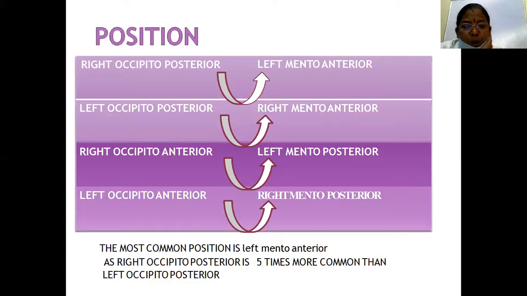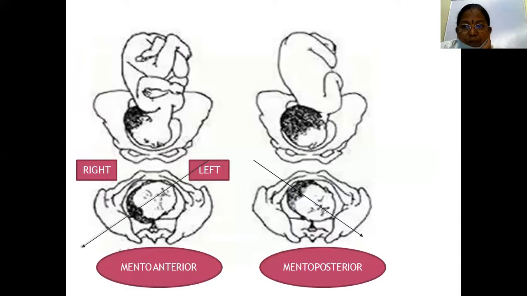The right occipito-posterior is 5 times more common than the left occipito-posterior position. So it is left mento-anterior. In this mento-anterior, the mentum is in the left quadrant and it's towards the left ischial spine. So the left one is more common. This is a mento-anterior position. This is a mento-posterior position where the mentum is in the posterior.